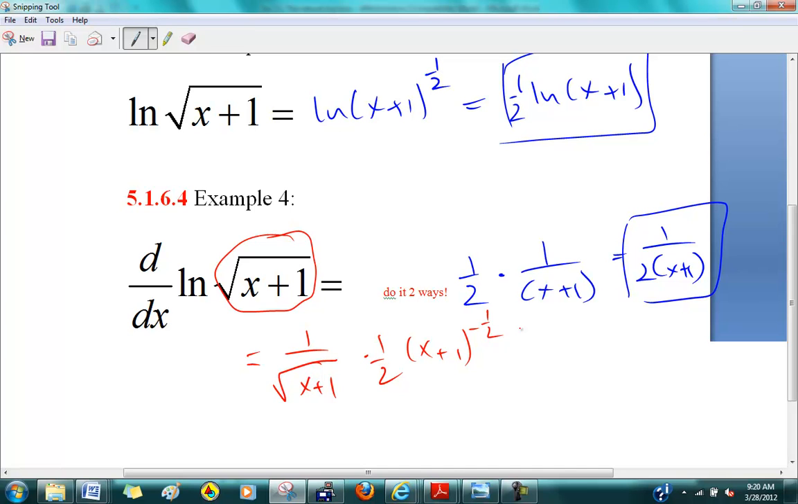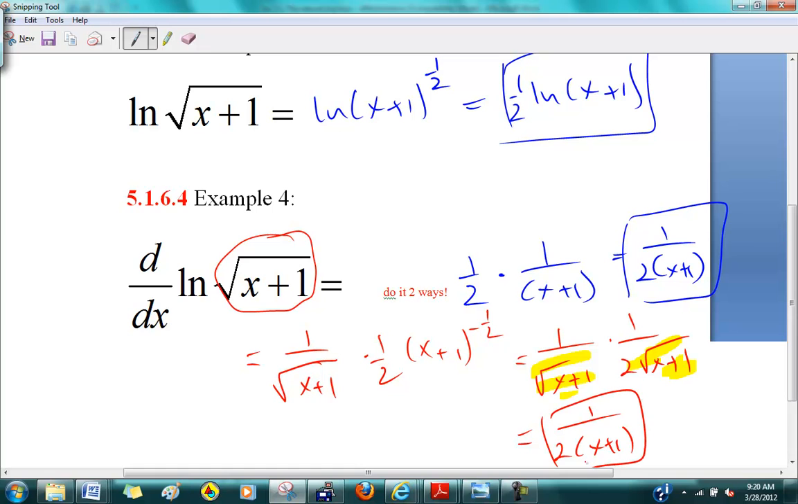Okay, what do I do with this now? What happens to this x plus 1 to the minus a half? It goes downstairs because it's got a negative exponent. So you get 1 over square root of x plus 1. And what happens to the 2 square roots? They cancel, but give you what? Just x plus 1. Okay, the square roots go away. So then this becomes 1 over 2(x plus 1).